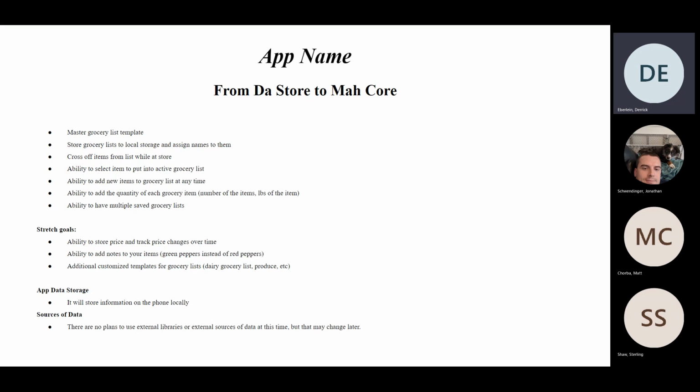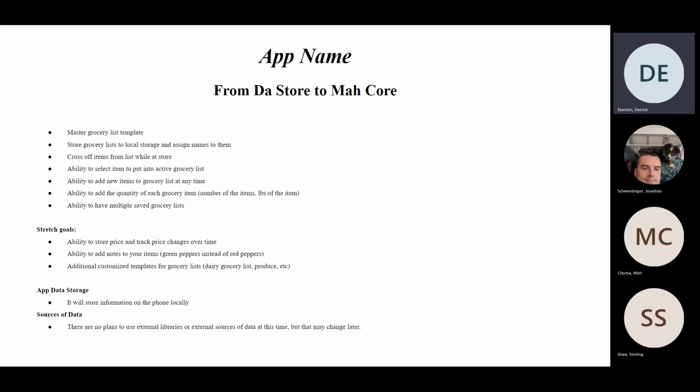Some of the stretch goals we have are the ability to store and track price changes over time, like the price changes from maybe milk. Every time you go to the store, you keep track of that and see if there's a pattern. The ability to add notes to items, like maybe add peppers to the list. You don't feel like deleting that and adding it again, so you just add a note, green peppers instead of just regular peppers or red peppers. And we plan to add additional customized templates for each grocery store list, like a dairy grocery store list, or produce, or maybe junk food if you're into that.